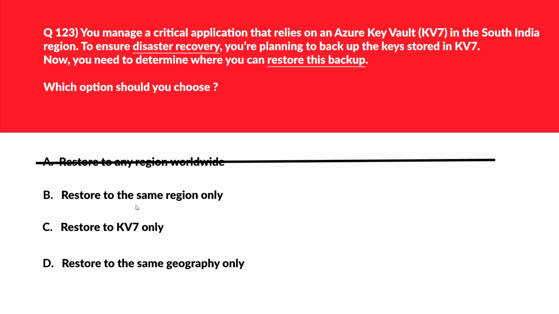B says restore to the same region only. Disaster recovery plan should consider the entire geographic scope and not just the same region to ensure data availability. Hence, this is again an incorrect choice.